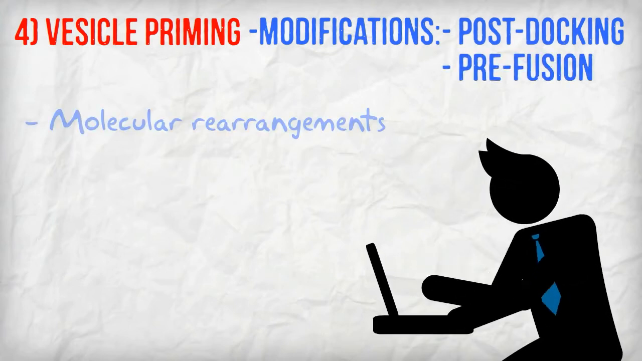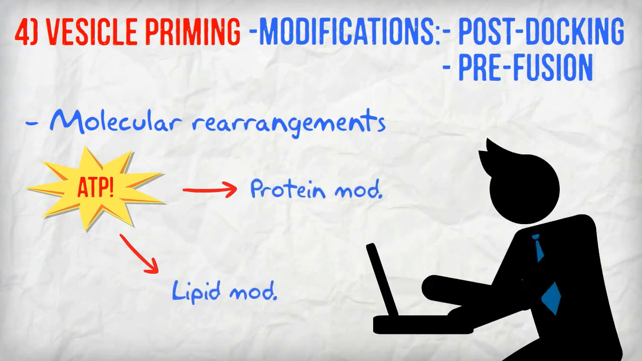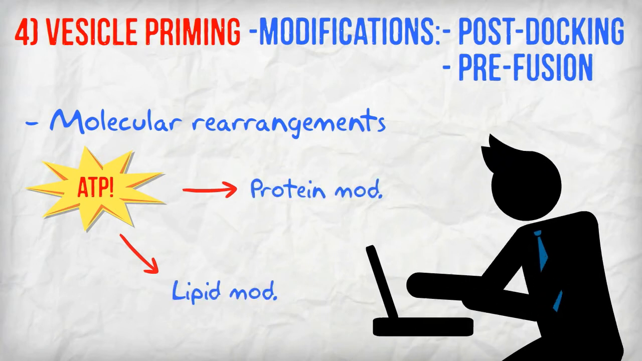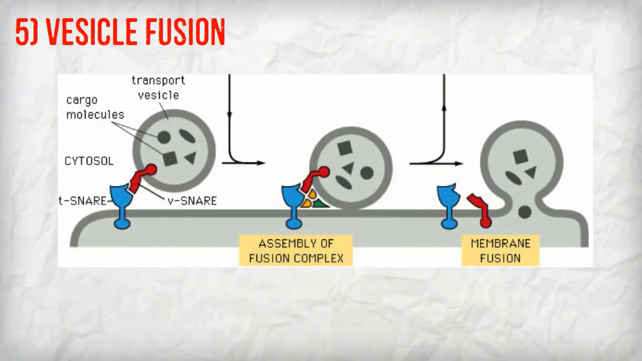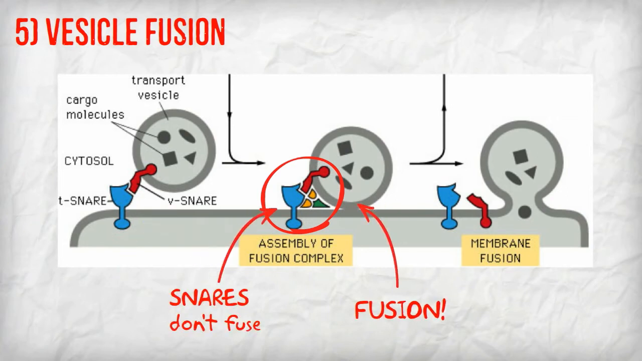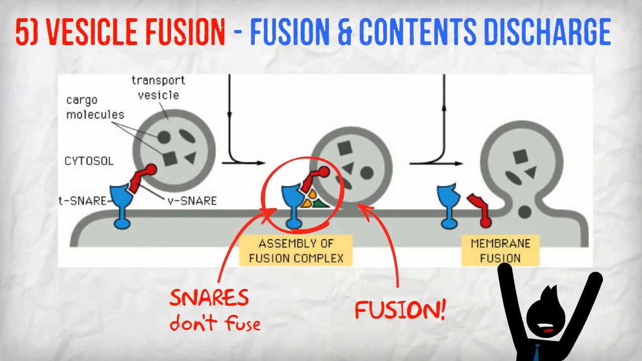This stage includes all of the molecular rearrangements and ATP-dependent protein and lipid modifications that take place after the first docking stage but before the actual fusion occurs. Number 5. Vesicle fusion. The two pure regions of T and V-SNAREs then mix, causing vesicle membrane fusion, without concurrent fusion of the SNARE proteins themselves. The force produced from the aforementioned T and V-SNARE interaction is sufficient to cause fusion.